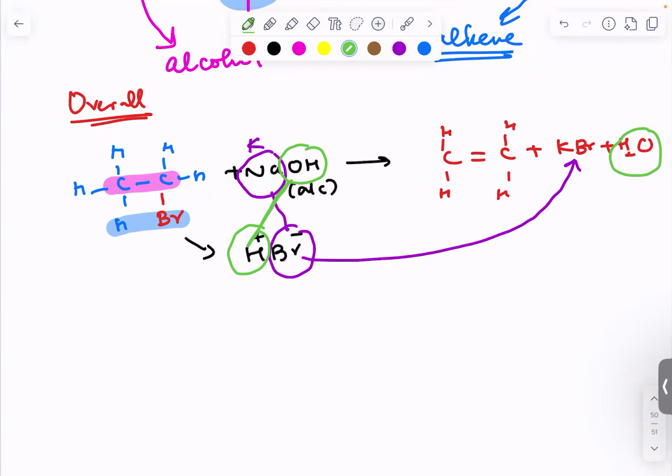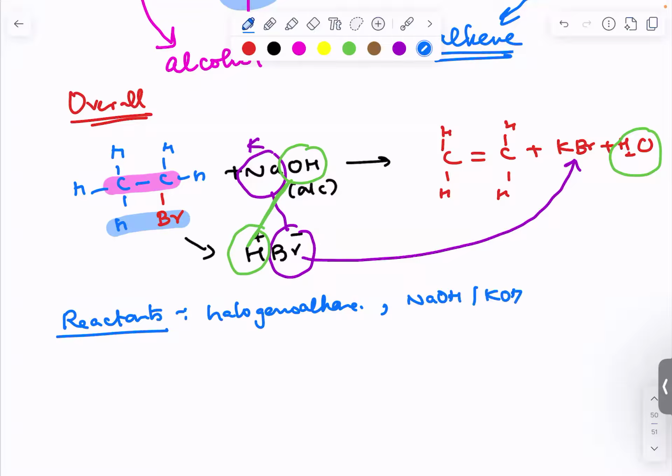So what we will do: the reactants are halogenoalkane and sodium hydroxide or potassium hydroxide. Then comes the other thing, the condition. The condition would be to boil the mixture under reflux. Number three is product.